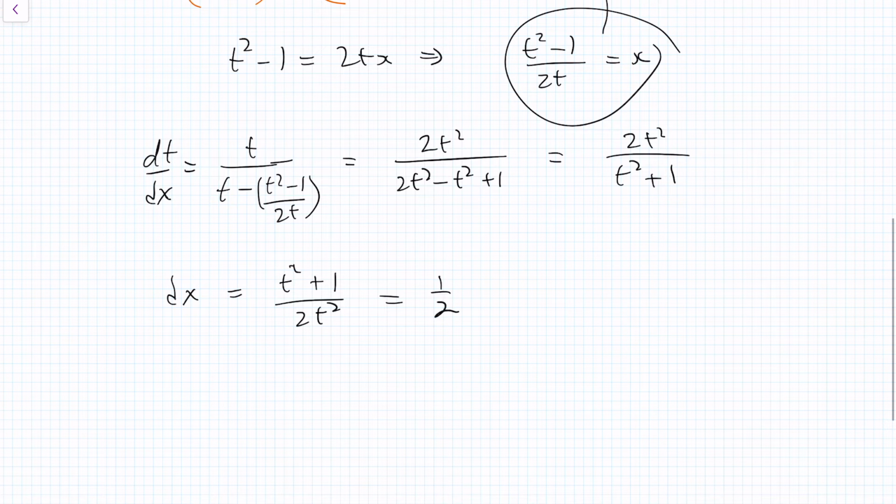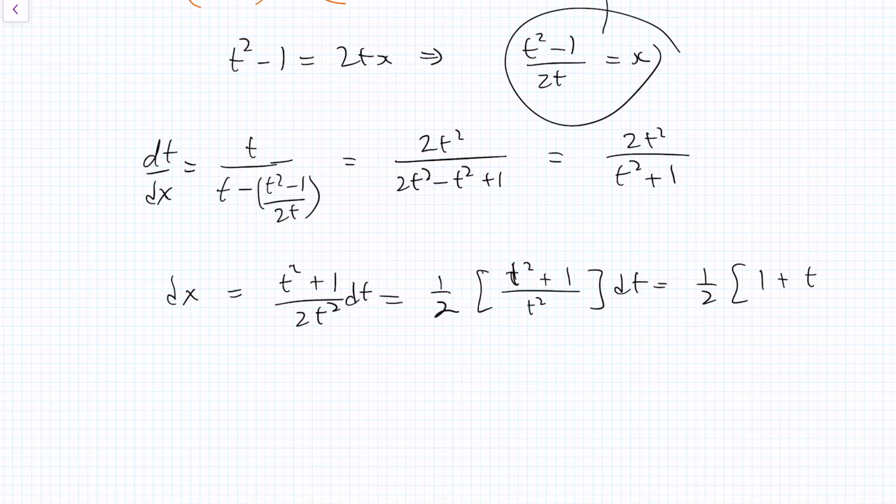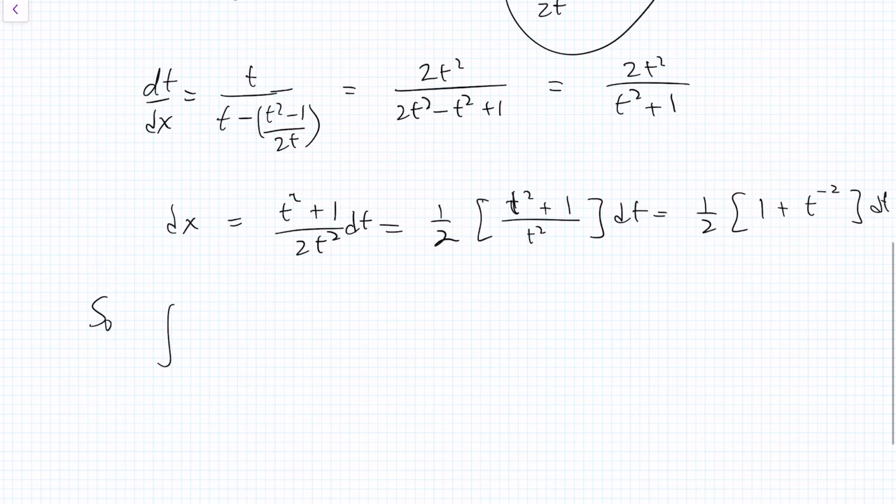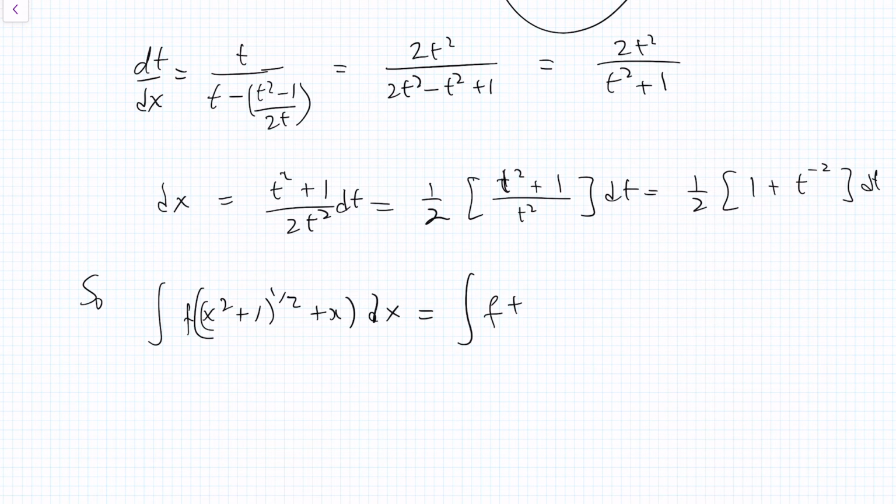That's the same as 1 over 2. Sorry, there should be dt there. 1 over 2, we have (t squared plus 1) over t squared dt, which is the same as 1 over 2, (1 plus t to the minus 2) dt. Right, so the integral of f of ((x squared plus 1) to the half plus x) dx is equal to, we have f of t multiplied by 1 over 2, (1 plus t to the minus 2) dt, right?